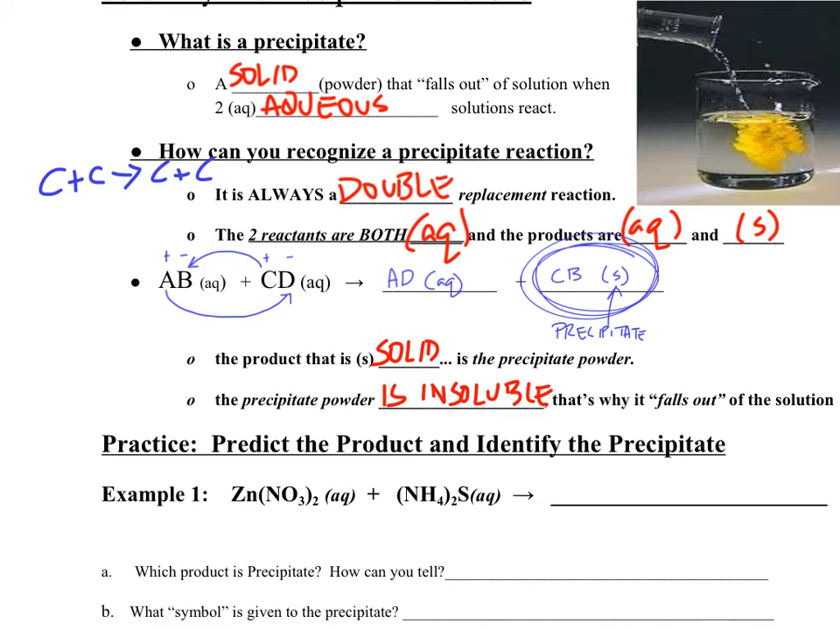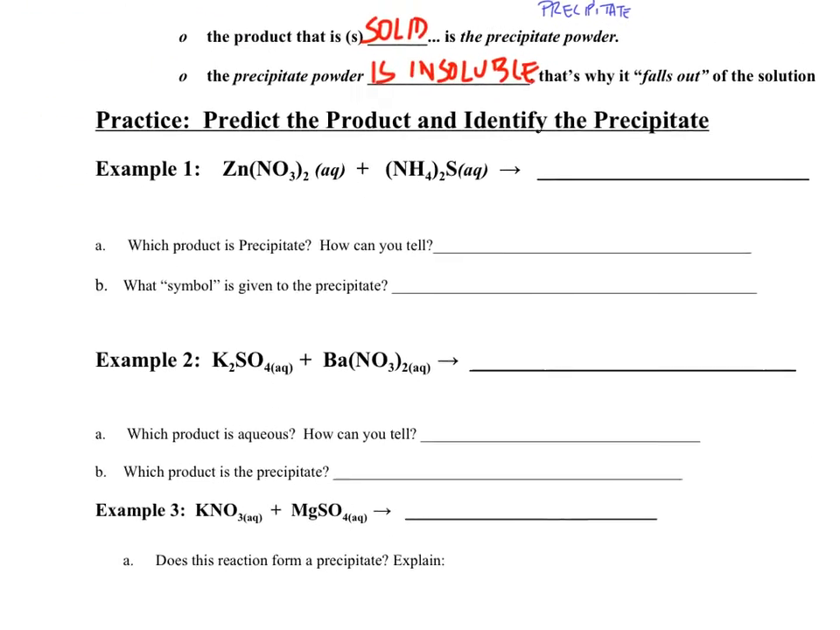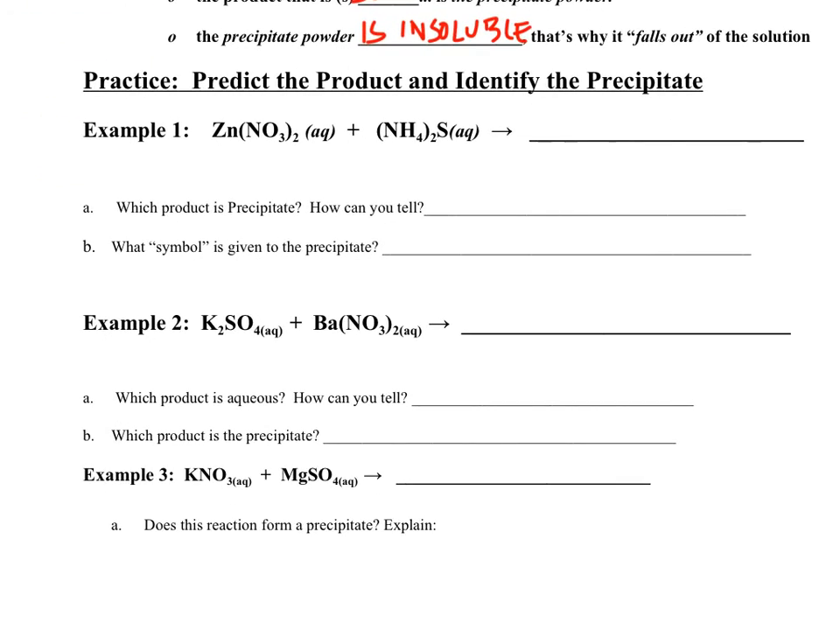So the solid is the precipitate. The precipitate powder is insoluble. The reason it formed a solid is because it is not able to dissolve in water. It's not dissolving in that solution. Let's look a little further down. We're going to practice predicting the products and identifying the precipitate.